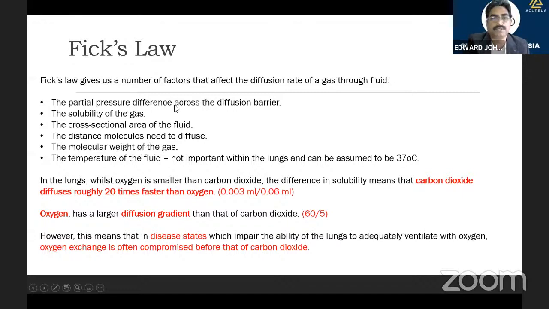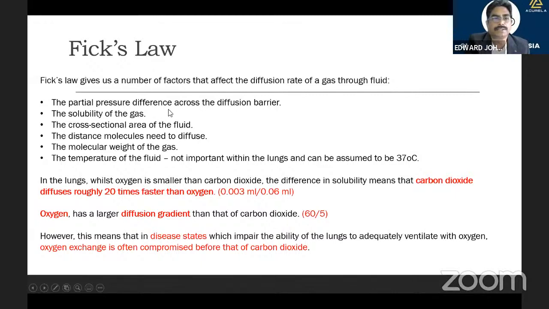That is the partial pressure difference across the diffusion barrier, that is, the partial pressure difference across the alveoli. It is 100 mm of mercury in the alveoli, and in the plasma it is 40 mm of mercury. So it is a difference of 60 mm of mercury. That determines the diffusion of the oxygen across the alveolar capillary membrane.